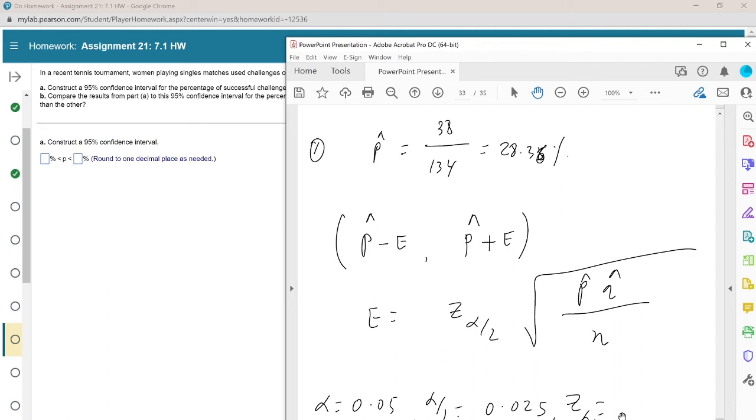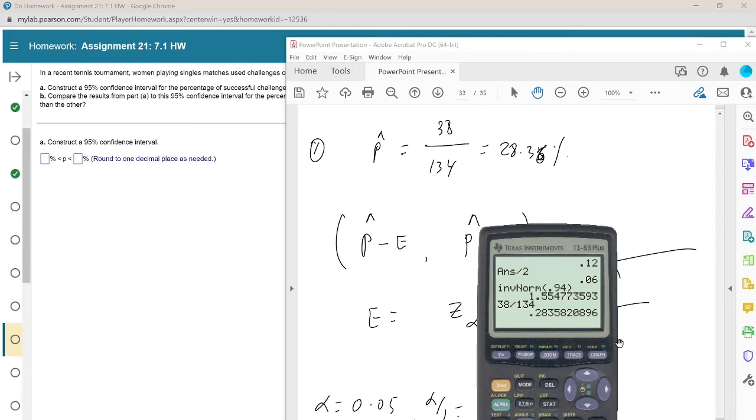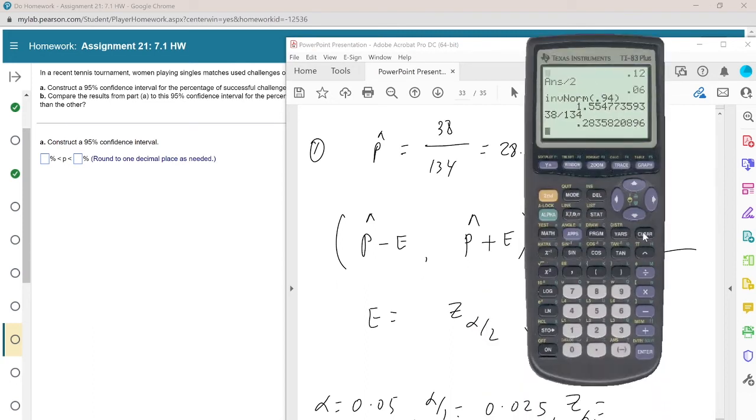That means we need to find the Z score such that the area under the curve to the left of this Z score is 97.5%. So the area under the curve to the left is 0.975. For that, by using a very similar trick, go here, second and distribution, go to number 3, that is invNorm. That means it's for the normal distribution. If you give the area to the left, which in this case is 0.975, the Z score for this one is 1.9599.